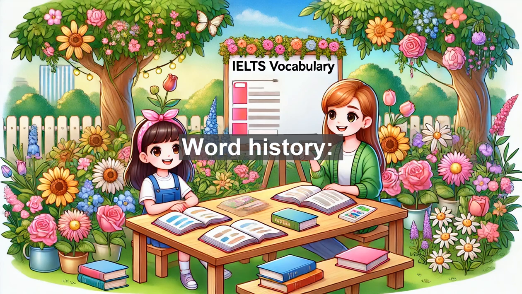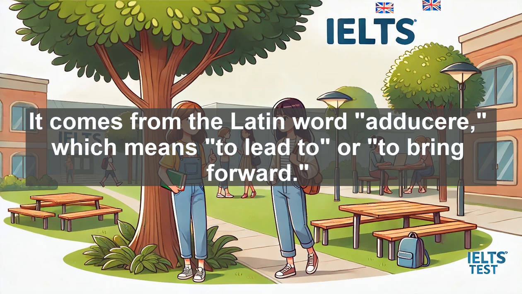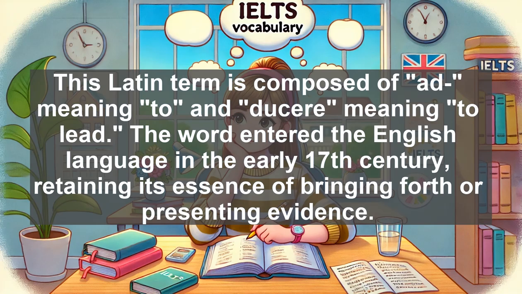Word history. The word adduce has its roots in Latin. It comes from the Latin word adducere, which means to lead to or to bring forward. This Latin term is composed of ad, meaning to, and ducere, meaning to lead. The word entered the English language in the early 17th century, retaining its essence of bringing forth or presenting evidence.